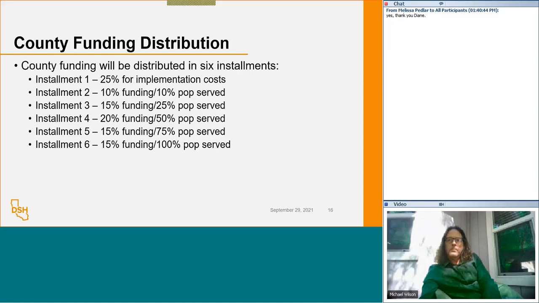The remaining benchmarks are all based on admitting and serving a certain number of clients into the program. To make it easy, let's say you are contracted with us to serve 20 clients over your 3-year pilot. With a 20-client population goal, you can bill DSH for your second payment installment once you have 2 people, or 10% of that population, in your program that meet the following conditions.